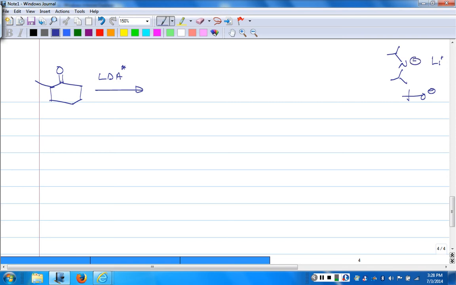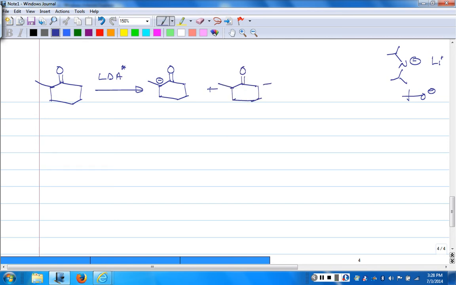If I treat this carbonyl compound then with LDA, what's going to happen? Well, I'm going to get both enolates. Again, I'm going to get both enolates. I'm going to get this enolate, plus I'm going to get this enolate.